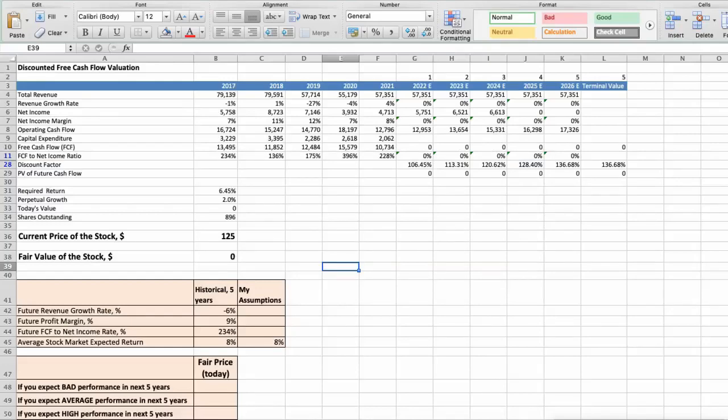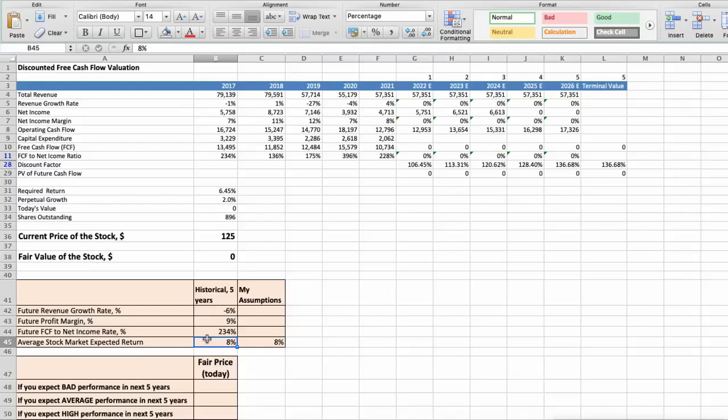This spreadsheet contains some financial data that we will use for the stock valuation. We see that the average revenue growth rate of the stock has been around -6% per year, for last 5 years. We see that the average profit margin of the stock has been around 9% per year, for last 5 years. Also we see that the average free cash flow to net income rate of the stock has been around 234% per year, for last 5 years. And we expect 8% per year average stock market return.